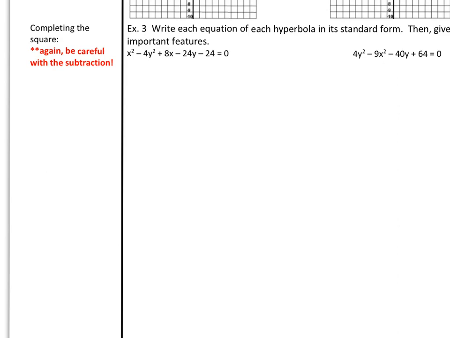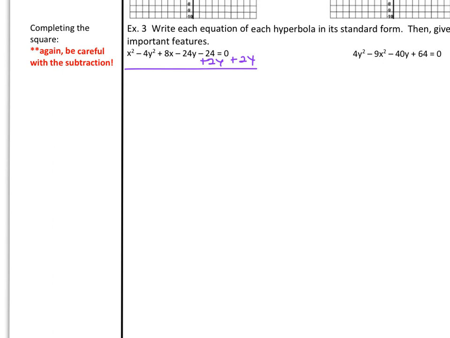When completing the square with hyperbolas, we must be very careful with the subtraction. We also need to note that the number in front of the quadratic term, either x squared or y squared, may need to be factored out. Otherwise, the process is similar to completing the square with circles and ellipses. Let's start by grouping our x's together and our y's together and move that constant to the other side. Since it's minus 24, I'm going to add 24 to move that over.